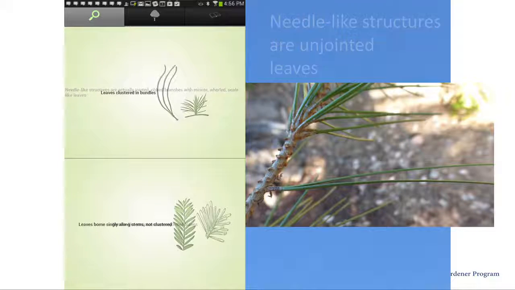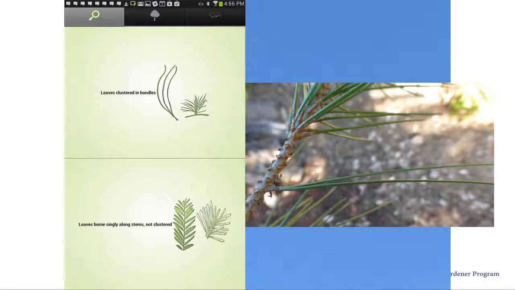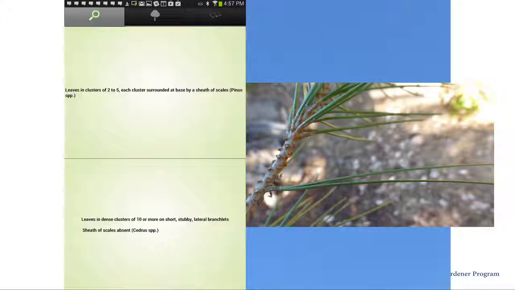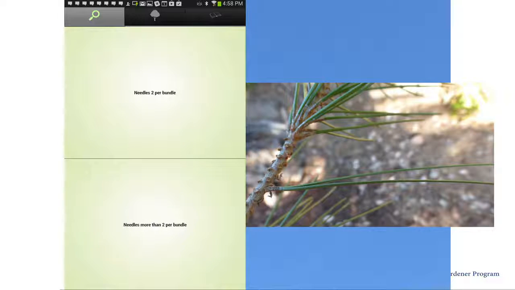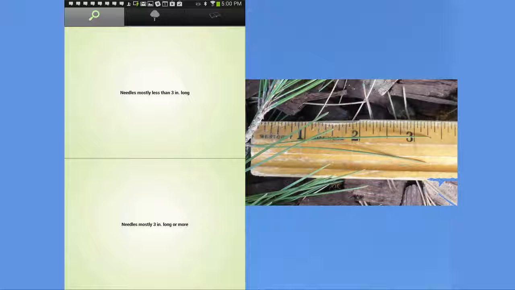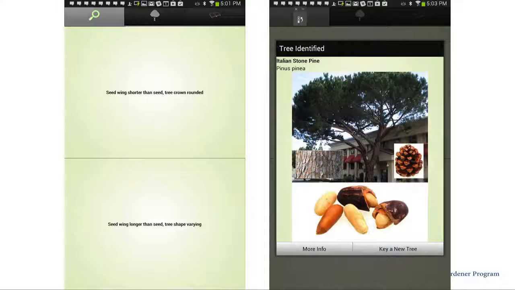Are they clustered in bundles or are they singly not in bundles? They're bundles. So we touch the top. Clusters of 2 to 5 or 10 or more? 2 to 5. 2 or more than 2? 2. Mostly less than 3 inches, mostly more than 3 inches? More. So now this brings us to the question we don't know the answer to.